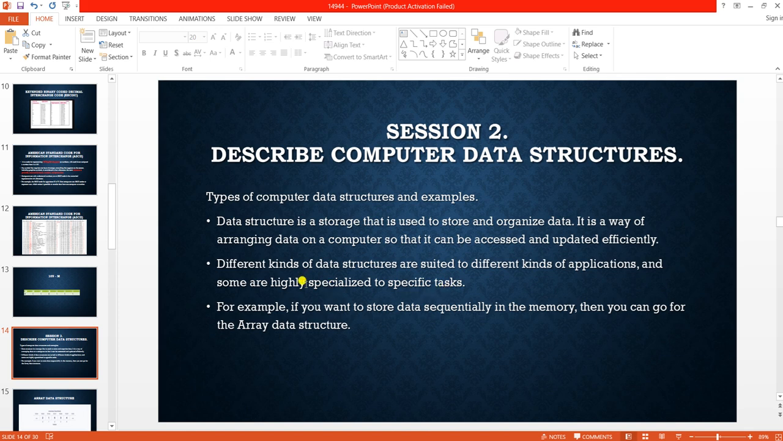tasks. So for instance, a relational data type consists of tables and rows. How you configure or add tables is different compared to your network database model. And for example, if you want to store data sequentially in the memory, then you have to go for an array data structure.